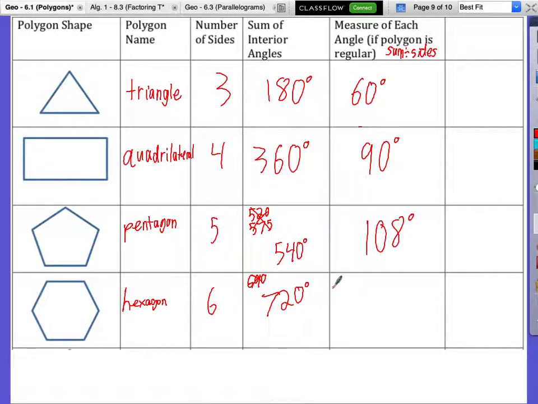So that means the measure of each angle in a regular hexagon would be 120 degrees. You take 720 divided by 6. Would you have to memorize this?